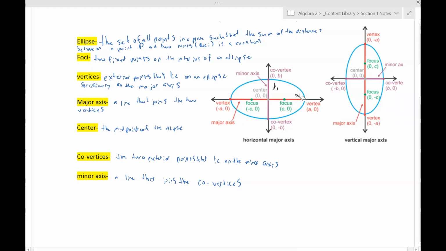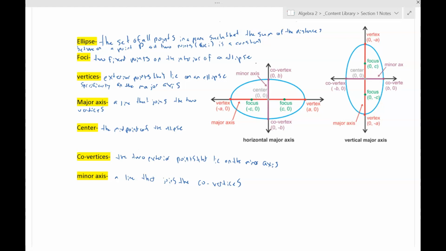Okay, now that's the definition of an ellipse. Basically, it kind of just looks like an oval. And the foci are 2 fixed points on the interior of an ellipse. And if you look at these foci, you'll also notice they're in line with those vertices. So when it's horizontal, they're on the x-axis in standard form, and when it's vertical, they're on the y-axis. So they're 2 fixed points on the interior of an ellipse, and the vertices are exterior points that lie on an ellipse. They specifically lie on the major axis.